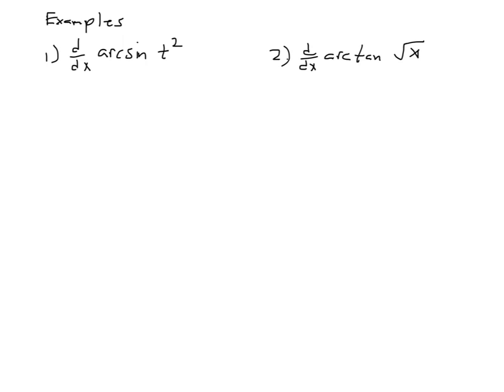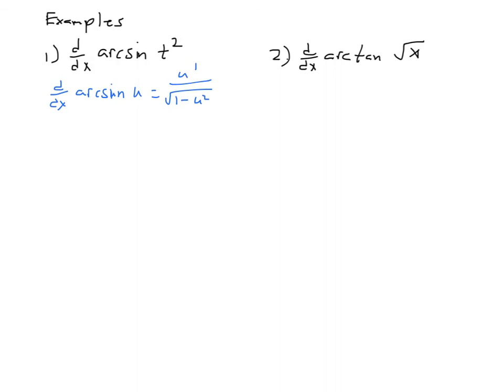Now let's take a look at a couple examples. In the first example, we want to find the derivative of the arc sine of t squared. Well, I'm going to write down the property we know, the one we just proved: the derivative with respect to x of the arc sine of u is going to be u prime over the square root of 1 minus u squared.